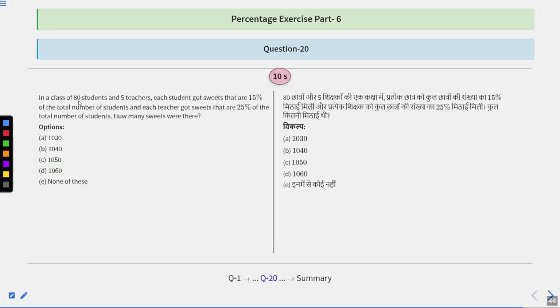Next question is, in a class of 80 students and 5 teachers, each student got sweets that are 15% of the total number of students, and each teacher got sweets that are 25% of the total number of students. How many sweets were there? You have 5 options and 10 seconds to solve this question. Your time starts now.